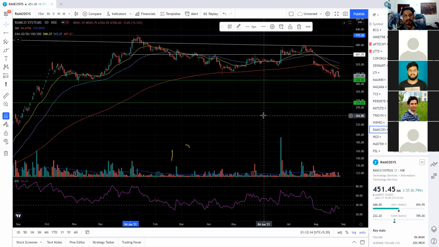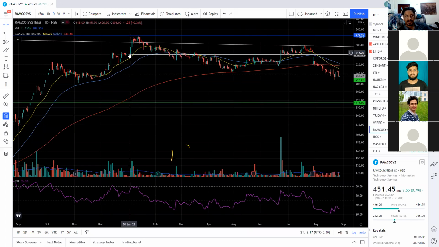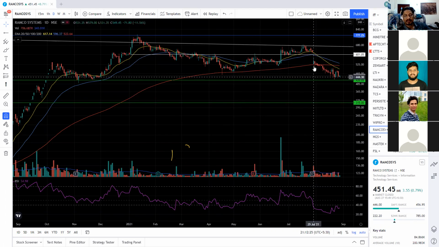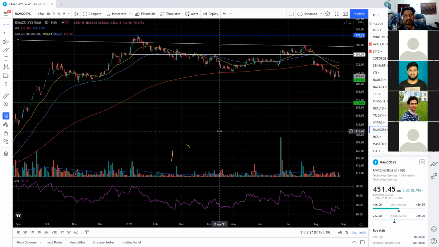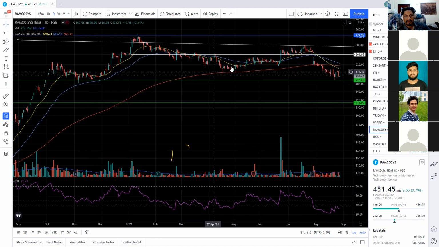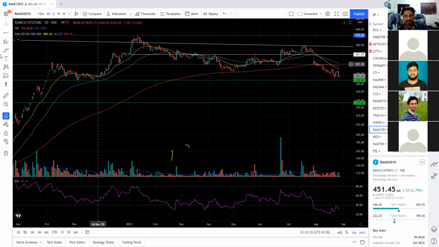Does everybody understand multiple touch points? See here, the price zoomed from here, again this point, again here, and again this price. So if this 601 breaks, the price will come down. I'm not saying directly to 426, because in between it will try to take support. Some stocks might have reversals.